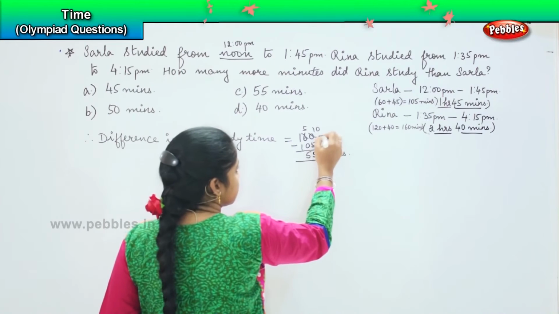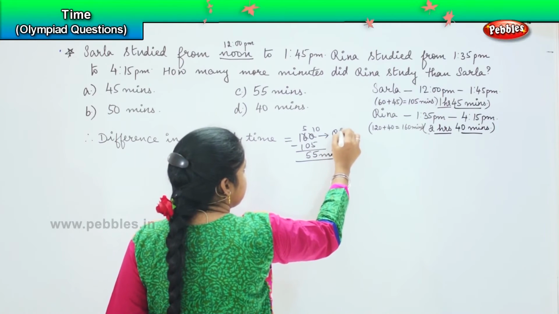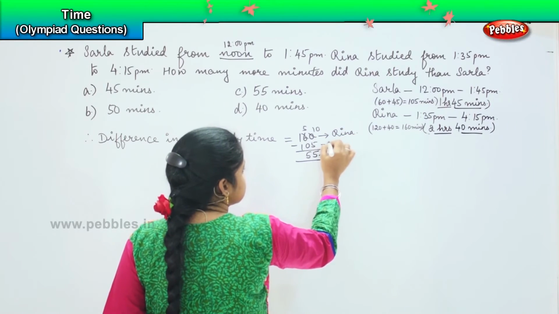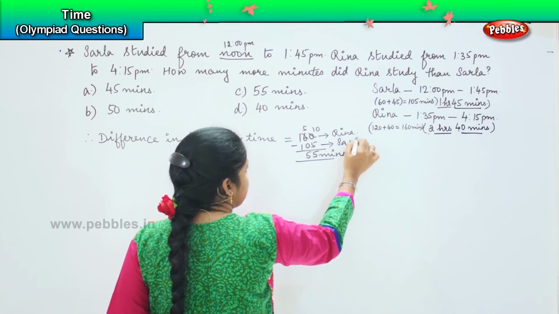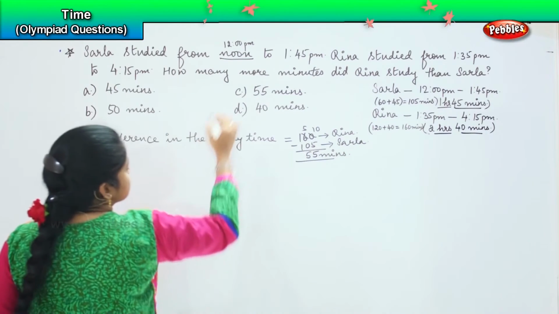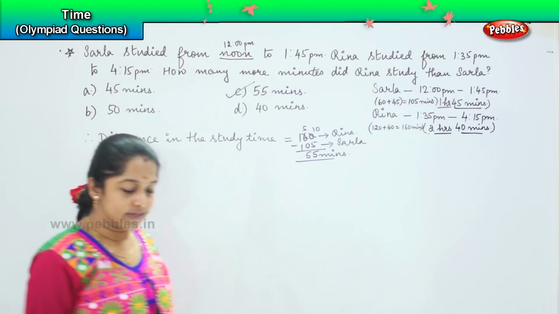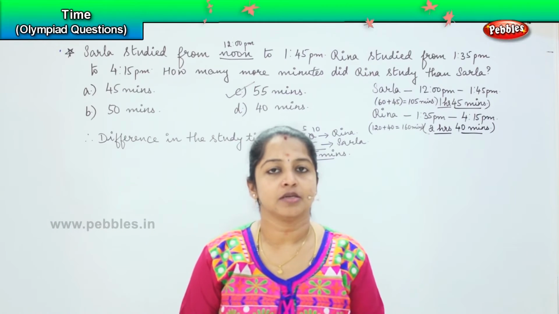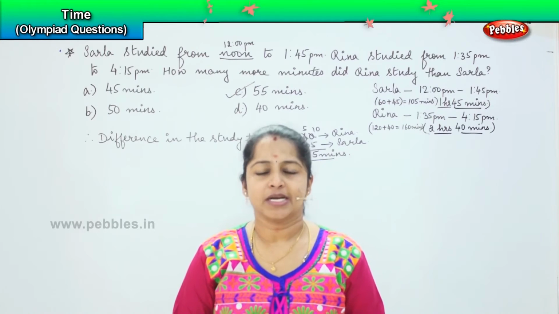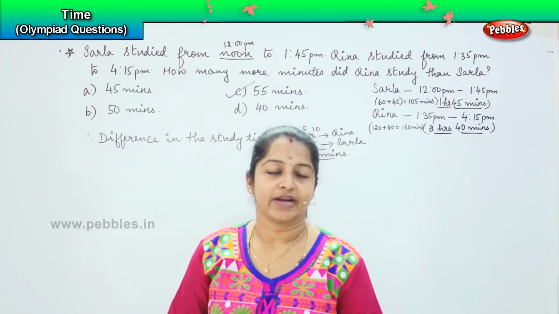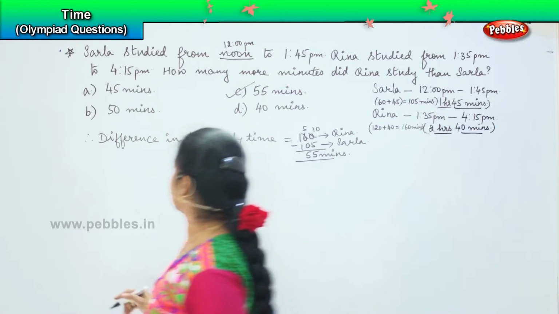Okay, so this is the time of Reena and this is the time of Sarla. So your right answer will be option C, 55 minutes. Clear, children? Understood the question? So it was a little twisted, but it was easy as we solved it, right? So coming to the next question.